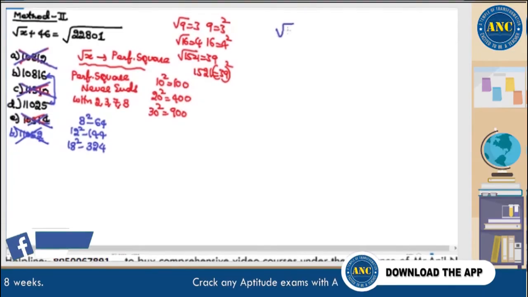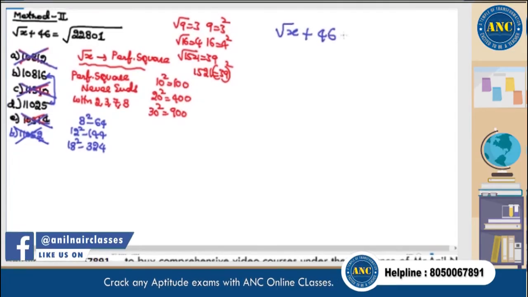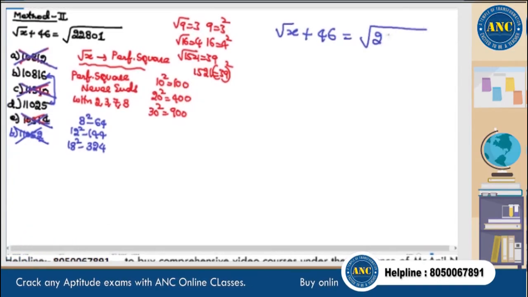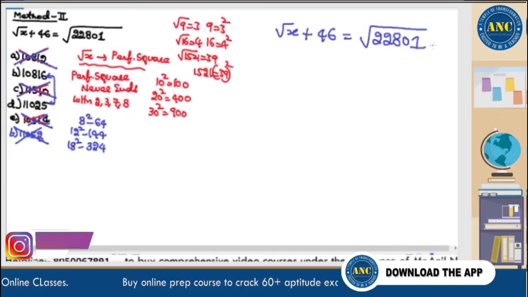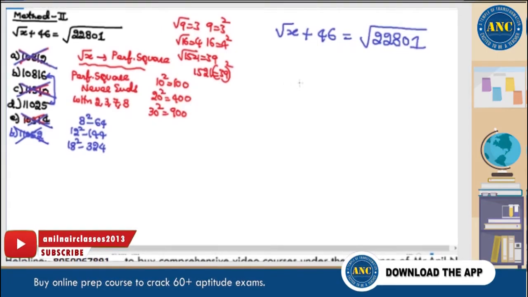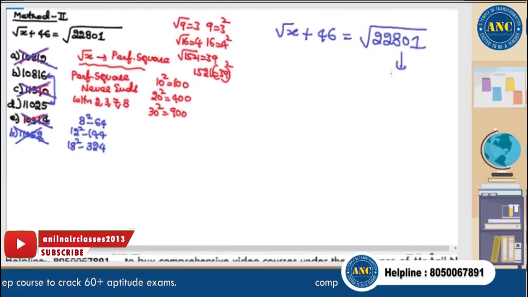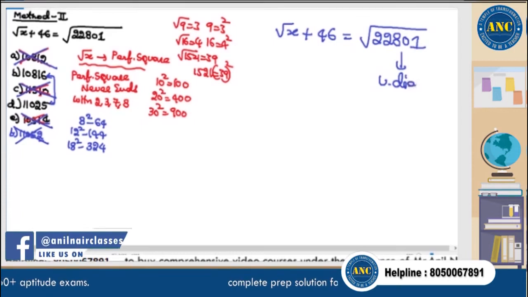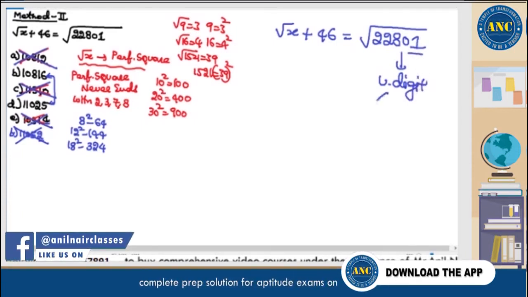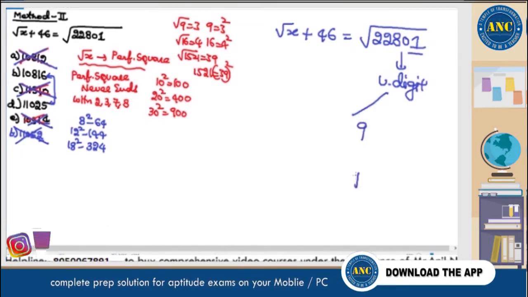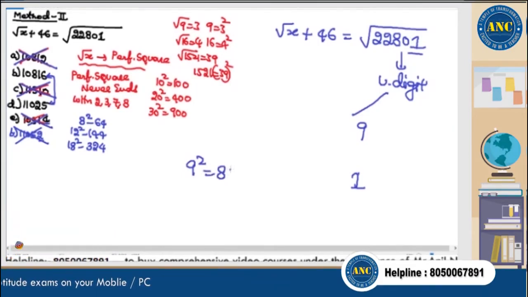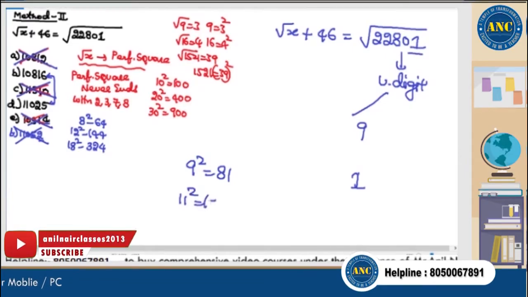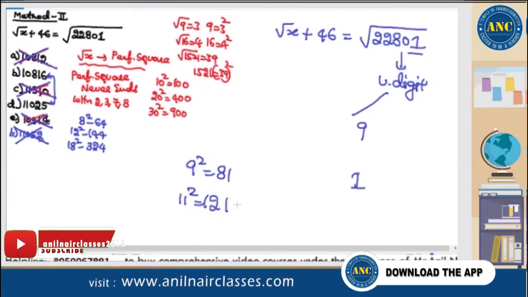Now root x plus 46 is nothing but root of 22801. Listen carefully. What is the unit digit of this number? The unit digit of this number is 1. Unit digit 1 means the root could end in 9 or 1, because 9 square is 81 and 11 square is 121. So the root of 22801 will be either 9 or 1.